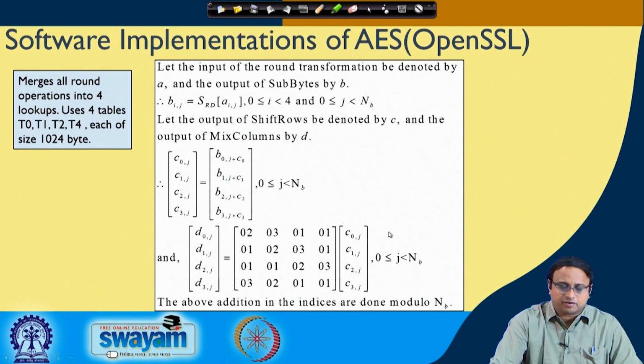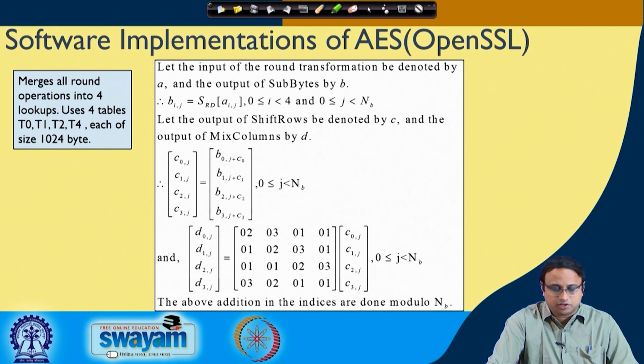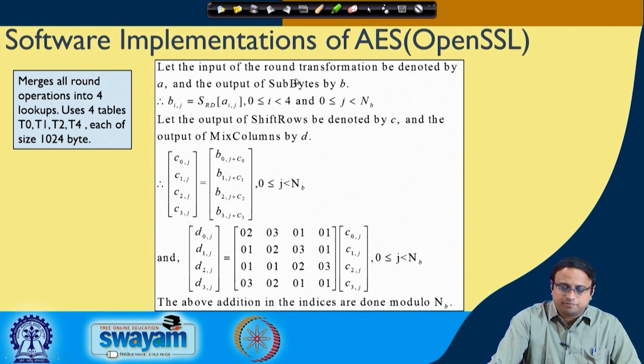And in fact, you can implement it using bigger tables. If you take a look into OpenSSL, which is a repository of several cryptographic implementations, and look into the implementation of AES, then you will find that every round is implemented using 4 lookup tables. For example, let the input of the round transformation be denoted by A and the output of the sub bytes by B.